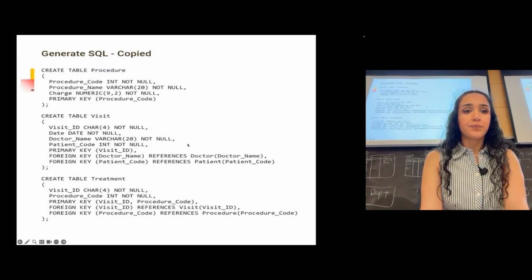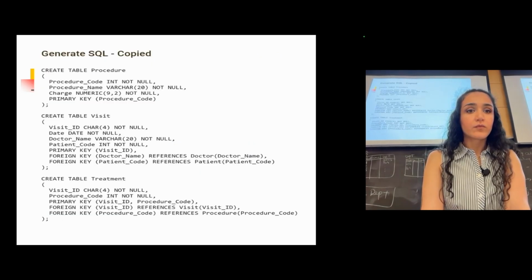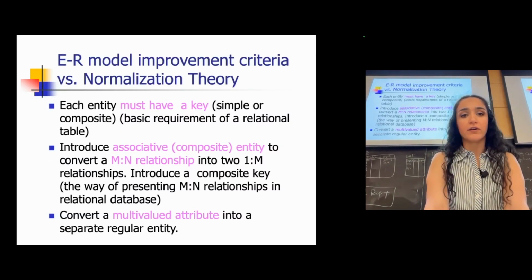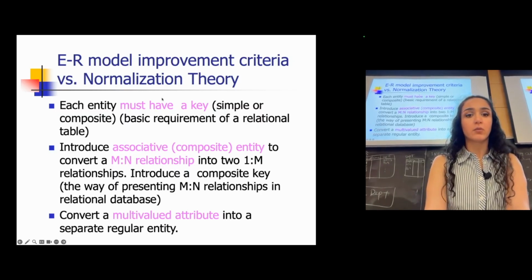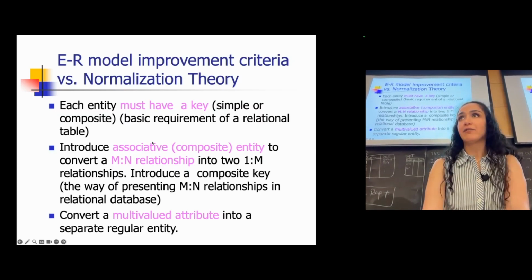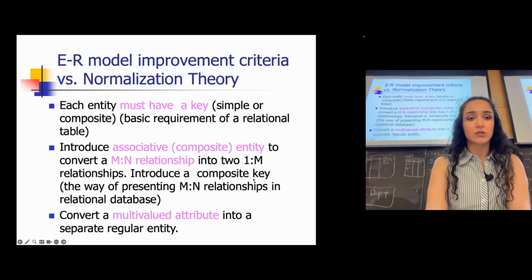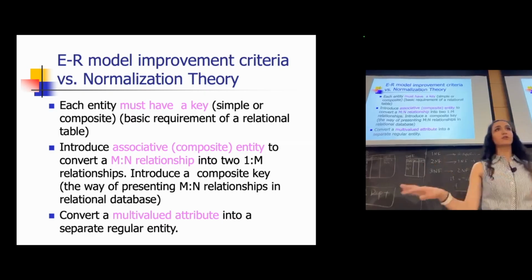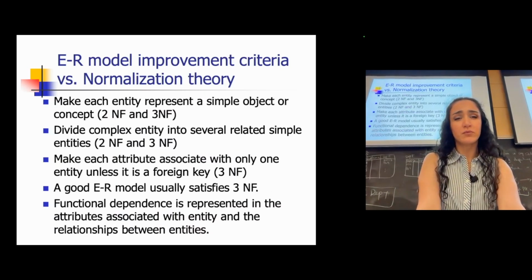And again, some tips that I've already covered. For example, each entity must have a key in your ER model. Whenever you have a many-to-many relationship, introduce an associative entity. And if you have a multi-valued attribute like phone number, convert it to a separate table. Most of the time.